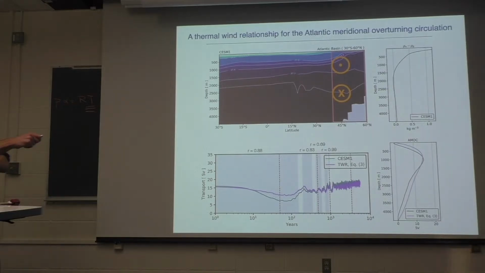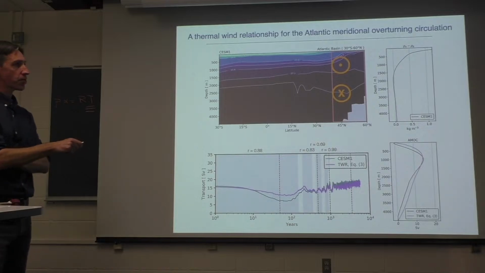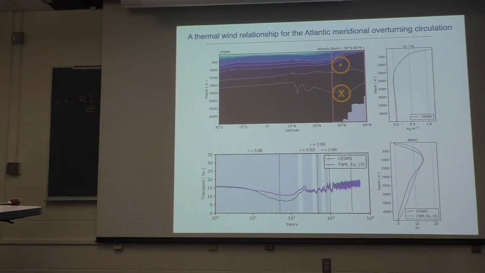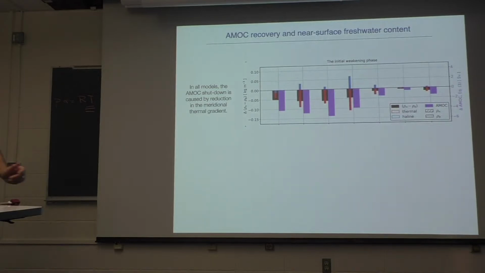Now, the reason why this is useful is that we can start looking at what are the thermal and haline components to those density differences. Okay, so I'm just going to show a couple plots quickly here. These are the 7 different models on the x-axis. And what you're looking at on the y-axis is the contribution to the density difference that comes from the thermal component in red and the haline component in blue. And what we're looking at here is the initial weakening phase.